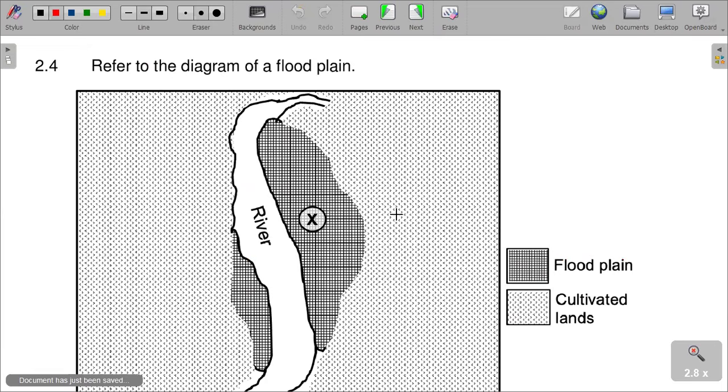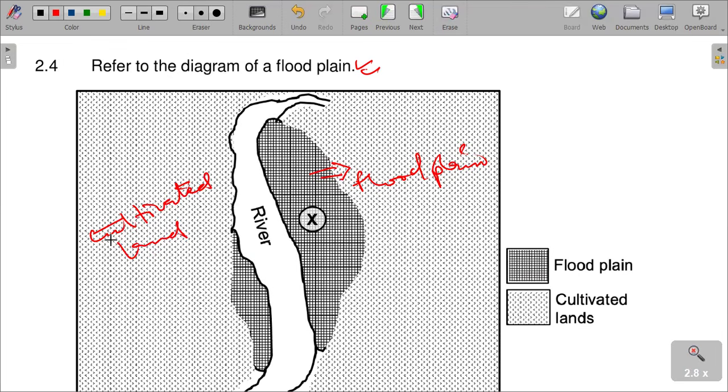2.4: The diagram below shows the floodplain. The diagram refers to a floodplain, which is shown there, to say that the river as it enters the sea forms a floodplain. This is the floodplain here, and this space is showing cultivated land. Cultivated land is shown there.